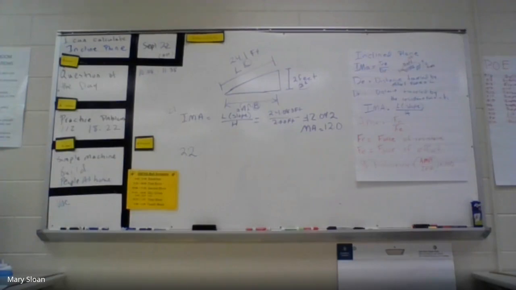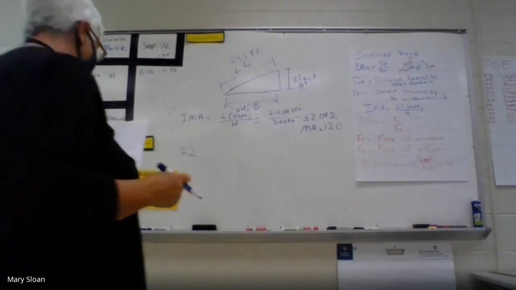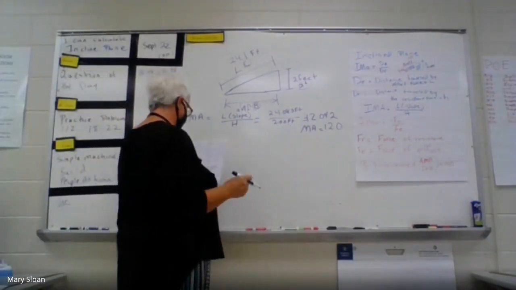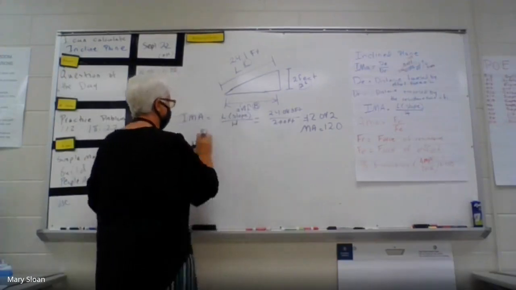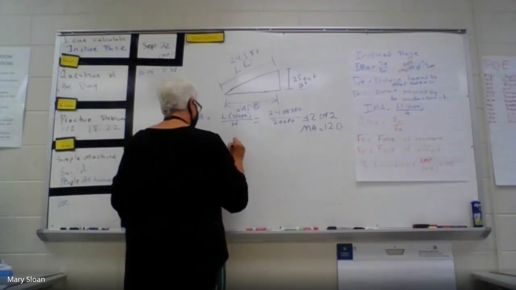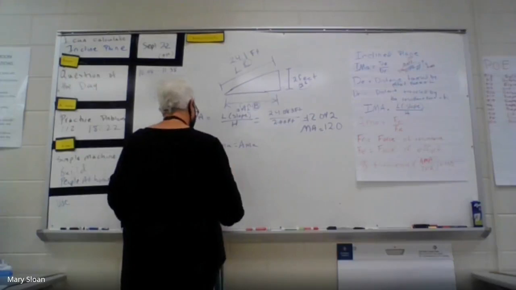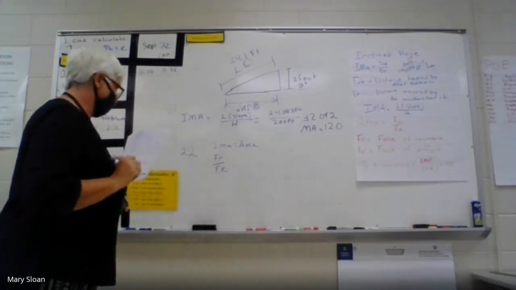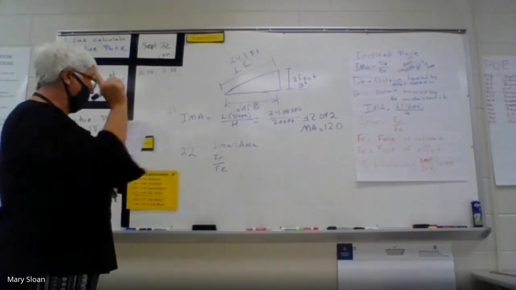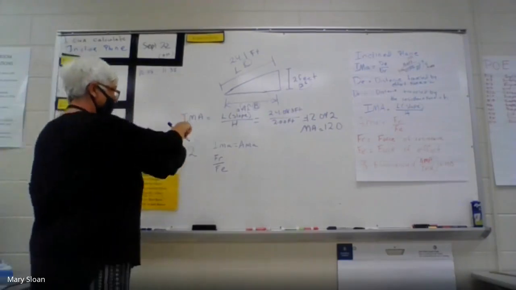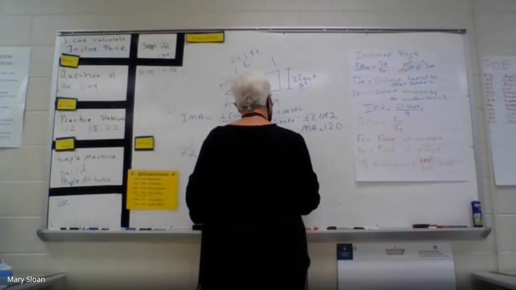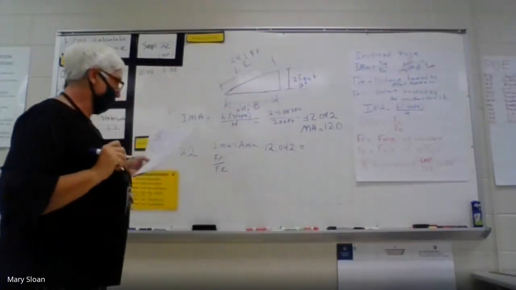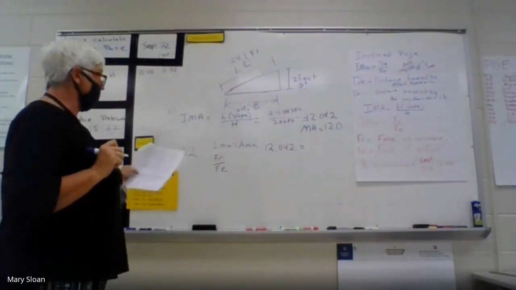We're going to calculate, if a person in the wheelchair has a combined weight of 185 pounds, how much ideal force is required to travel up the ramp? So we're going to do our IMA equals AMA, right? FR over FE. So what is our IMA? Our IMA is 12.042.